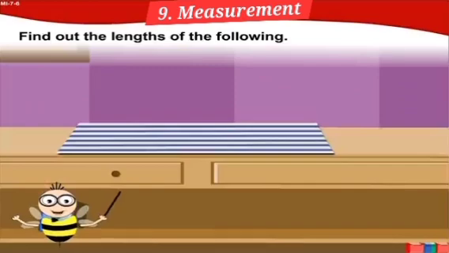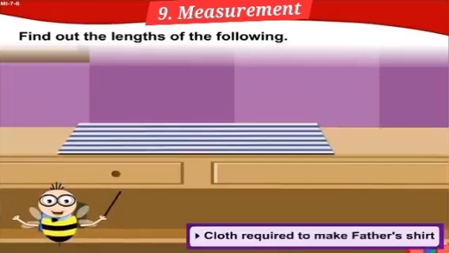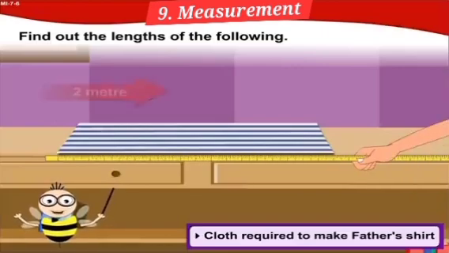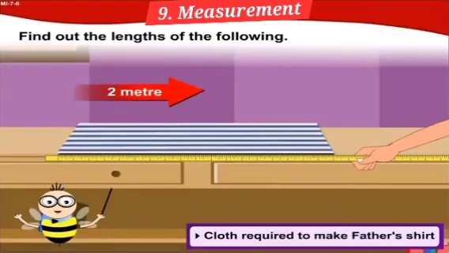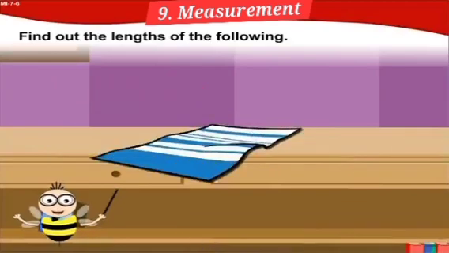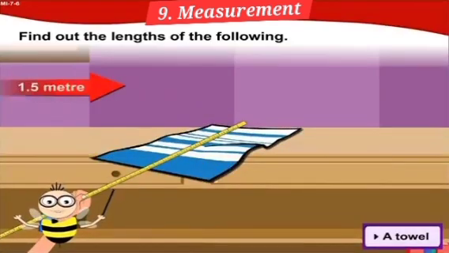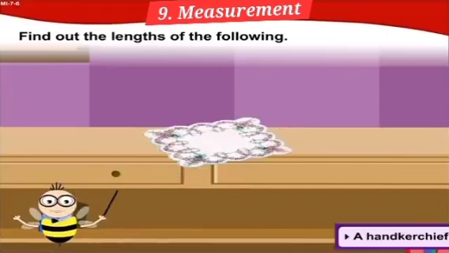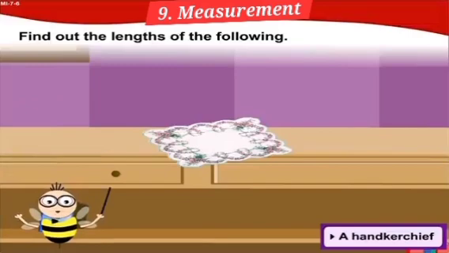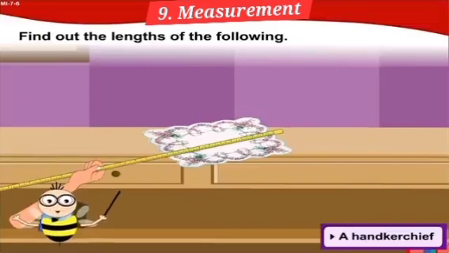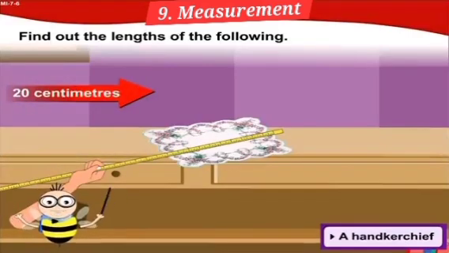Now let us find the length of cloth required for your father's shirt. That would be around 2 meters. Now, the length of a towel. That is 1.5 meters. And the length of a handkerchief. Let's measure it. Well, it's 20 centimeters.